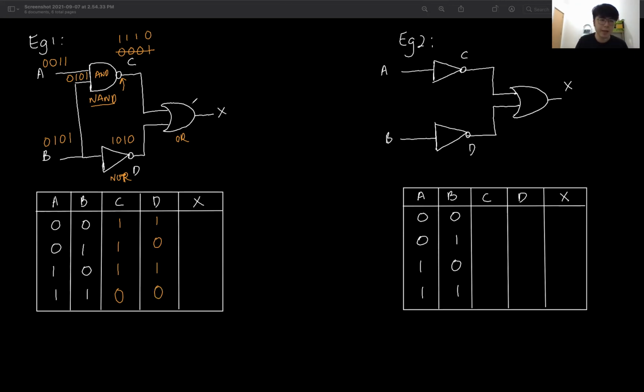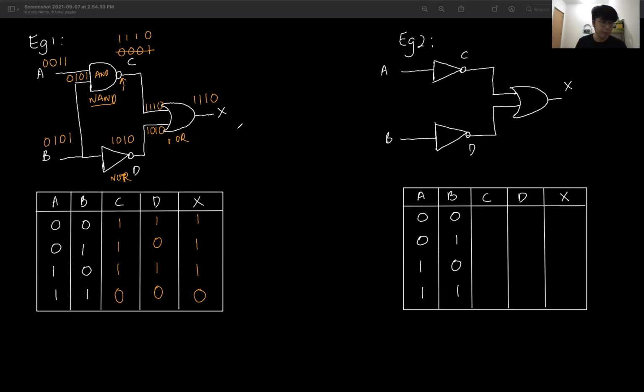Now you continue to X. 1, 1, 1, 0, I put it here, and this is 1, 0, 1, 0. This logic gate is the OR gate, right? OR gate. So 1 and 1 is 1, 1 and 0 is 1, 1 and 1 is 1, and 0, 0 is 0. So you get 1, 1, 1, 0. I write it down here, 1, 1, 1, 0. That's it.